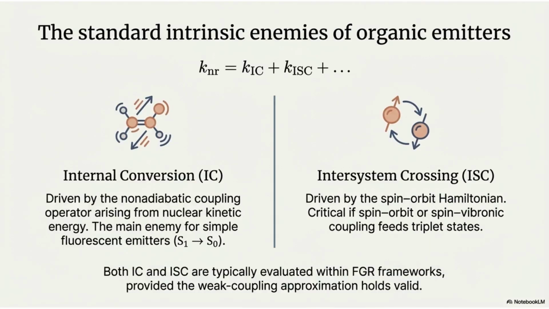The standard intrinsic enemies of organic emitters are internal conversion, IC, and intersystem crossing, ISC. Both are typically evaluated within FGR frameworks, provided the weak coupling approximation holds valid.